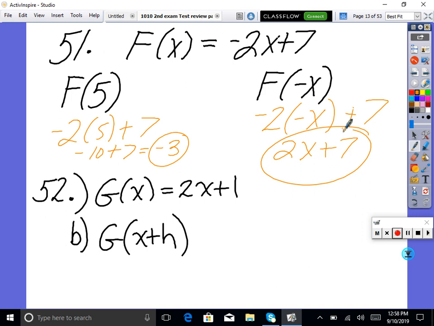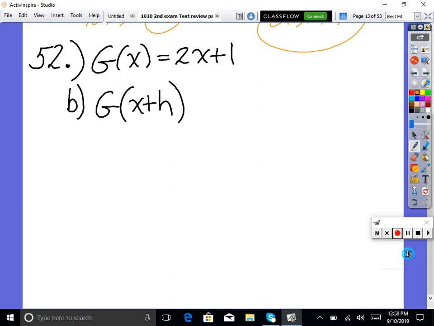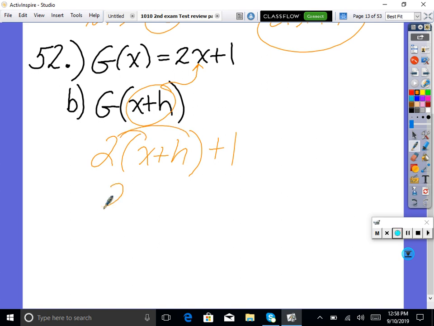If I said to you, find g of x, where g of x is 2x plus 1, find g of x plus h. Remember, you just take that and replace your x with x plus h. So you have 2 parentheses x plus h. Anytime we make a substitution, it's smart to put parentheses, plus 1. Then to simplify it, I'll distribute my 2. 2x plus 2h plus 1.